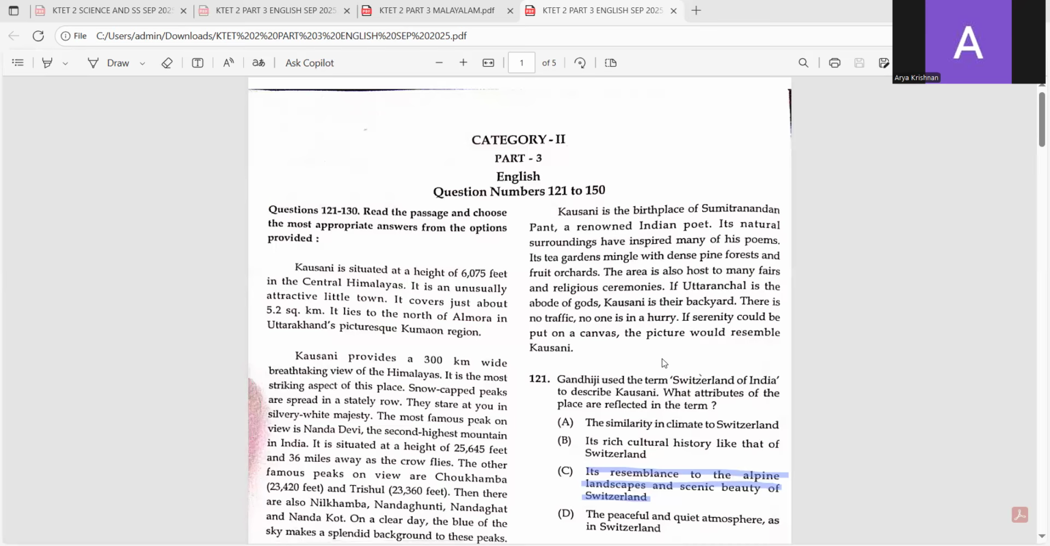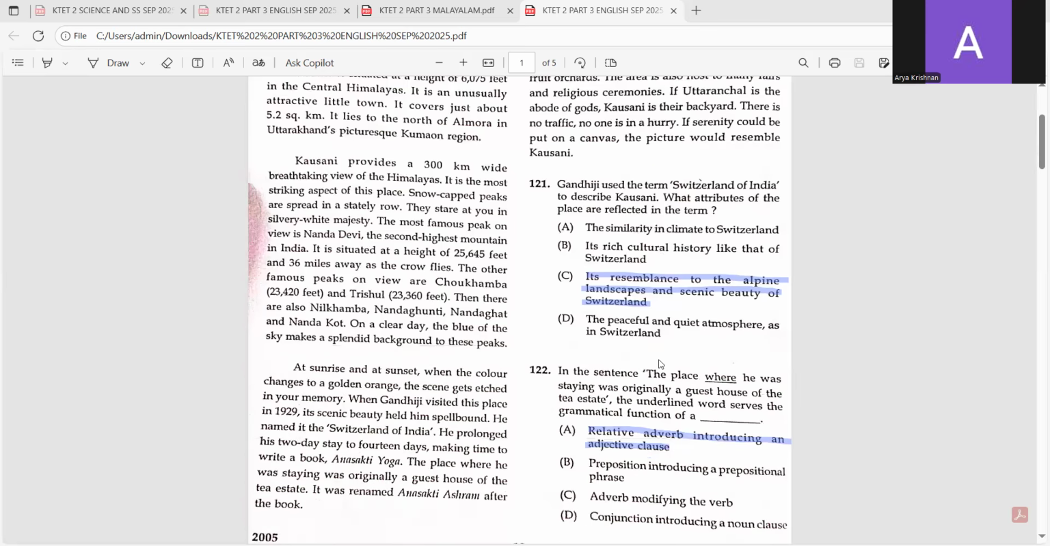First paragraph ആണ്. Paragraphന്റെ questions ഓരോന്ന് explain ചെയ്യാം. Question number 121. Gandhiji used the term Switzerland of India to describe Kausani. What attributes of the place are reflected in the term? Options are the similarity in climate to Switzerland, its rich cultural history like that of Switzerland, its resemblance to the alpine landscapes and scenic beauty of Switzerland, the peaceful and quiet atmosphere as in Switzerland. Answer വരുന്ന option C ആണ്. Its resemblance to the alpine landscapes and scenic beauty of Switzerland.